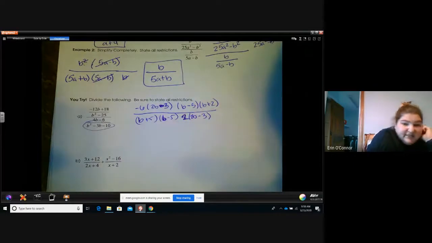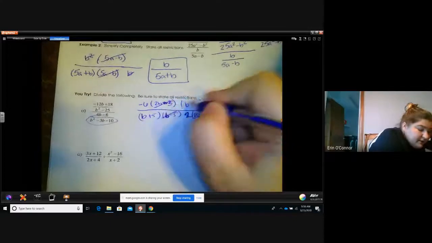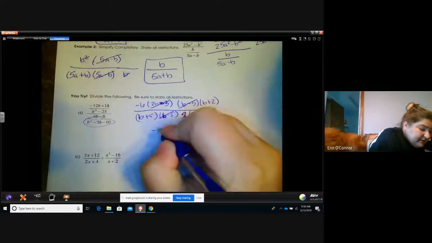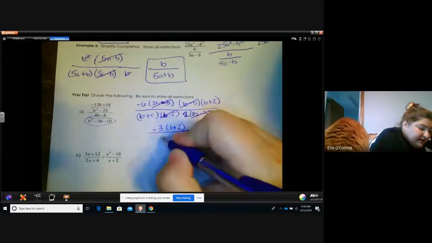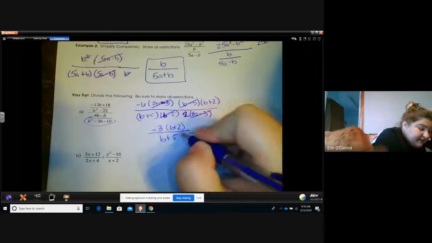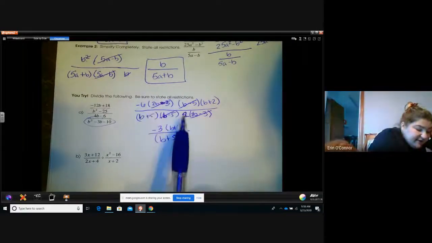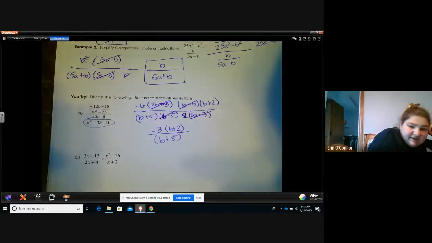Now we'll take out what's in the numerator the same as the denominator. Okay, -6 divided by 2 is a -3. And we have b plus 2 in the numerator. And the denominator is b plus 5. So again, I got -3 from doing -6 divided by 2, -3, b plus 2, b plus 5.